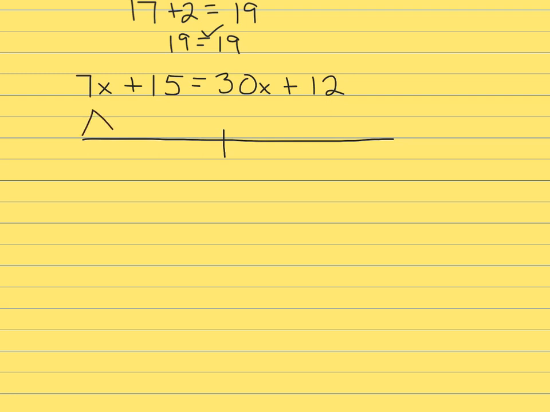I've got this shaded in triangle, but now it's going to tell us that the triangle here is going to be worth 7. So I have 7 triangles, and 15 are going to be balanced with 30 triangles and 12.